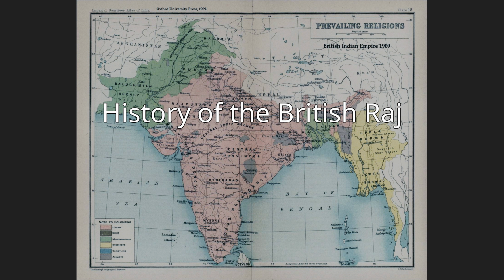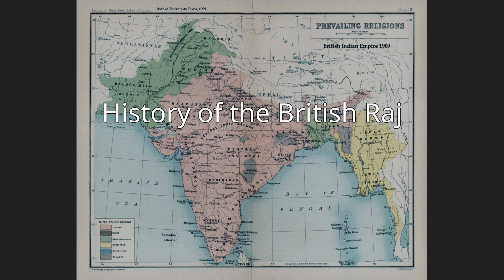History of the British Raj. After the First War for Indian independence, the British government took over the administration to establish the British Raj. The British Raj refers to the period of British rule on the Indian subcontinent between 1858 and 1947.